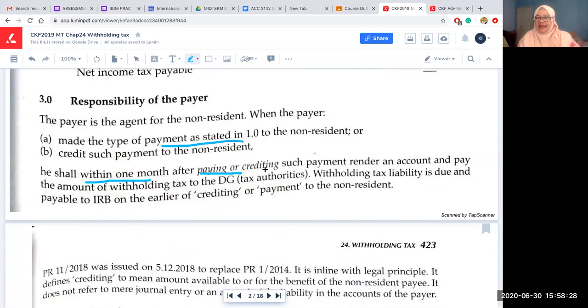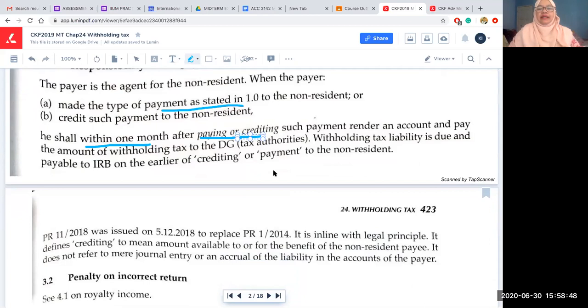It takes some time. A check, for example. It is not the date that the non-resident actually received the check, but when you actually credit your accounts for the payment to the non-resident person. That's why the term here is paying or crediting.